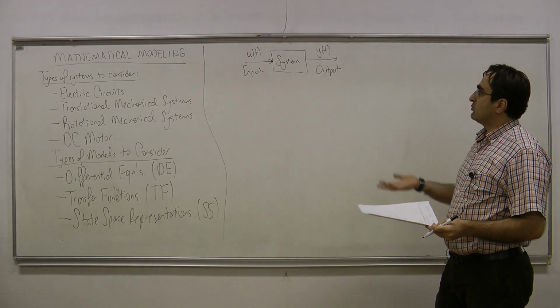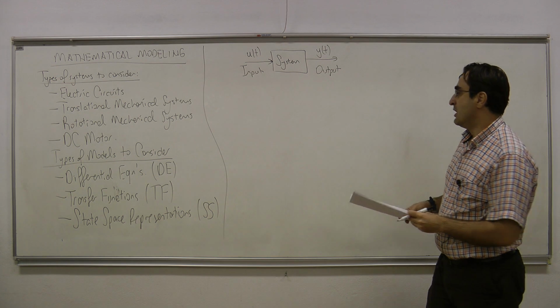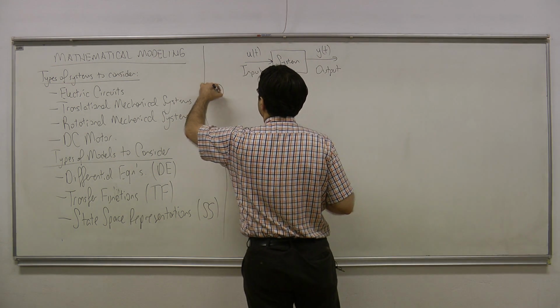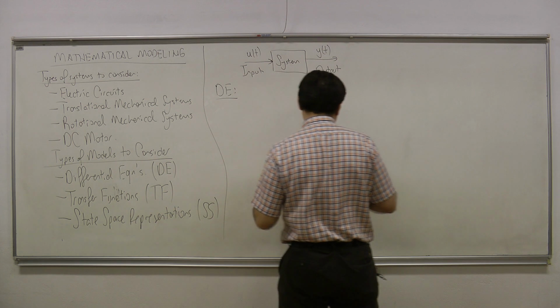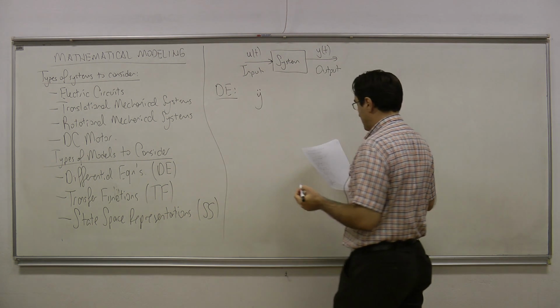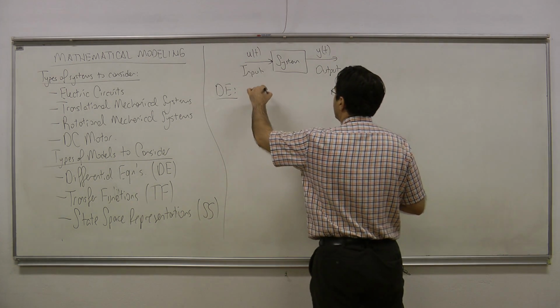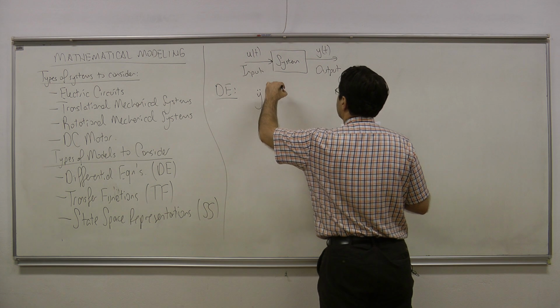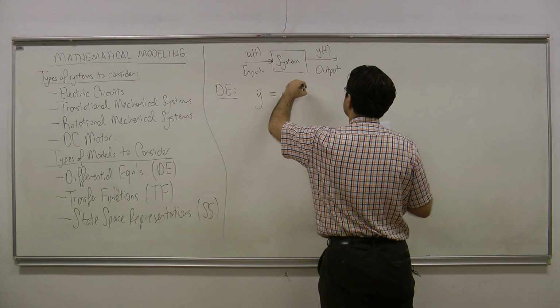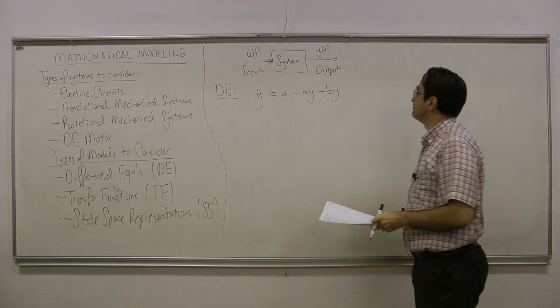So when I talk about a differential equation mathematical model for this system, I am actually meaning something like this. So this is a differential equation model. I made it up, so it is not a model of a specific system that we have seen before, but a differential equation representation will be in general in the following form: a y dot minus b y.